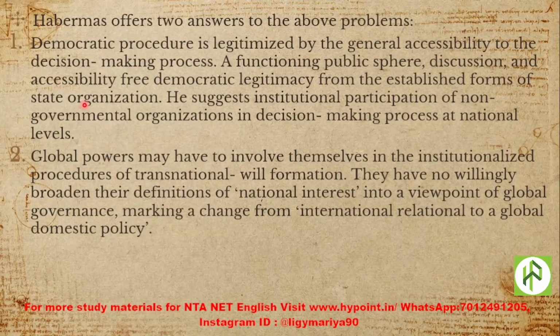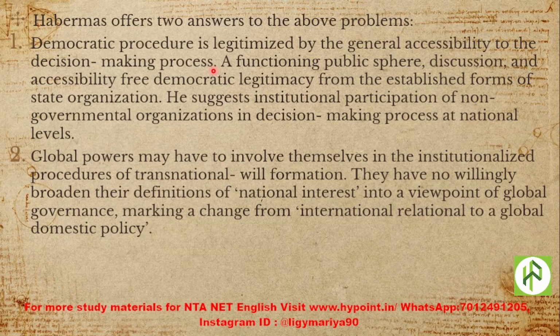Now, Habermas offers two answers to the above problems. So he has not only cited two problems for the nation state in this contemporary age, he offers answers too. The first problem can be sorted in this way: democratic procedure is legitimized by general accessibility to the decision-making process. So we can democratize this process by giving accessibility, a functioning public sphere, and discussion, which frees democratic legitimacy from the established forms of state organization.